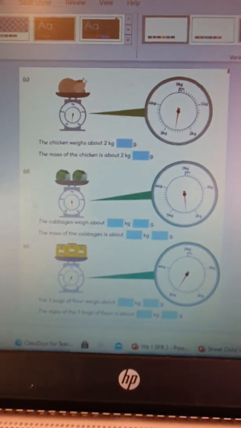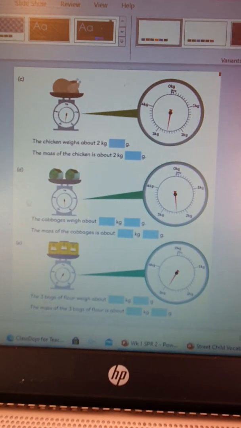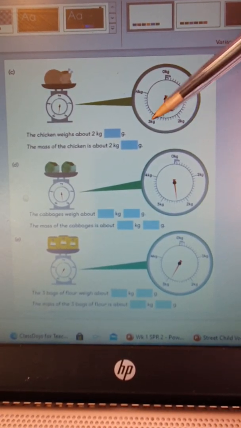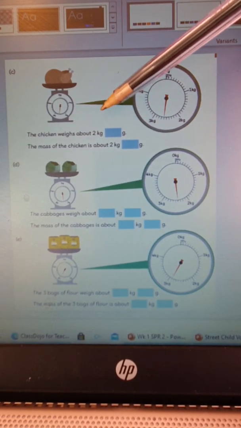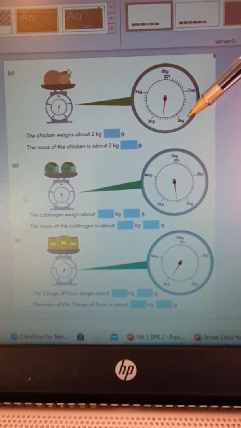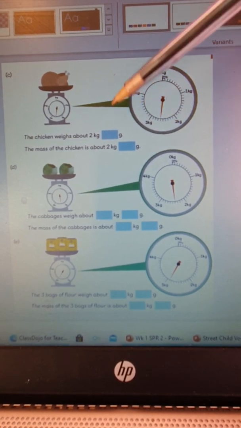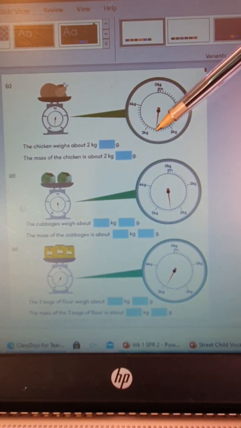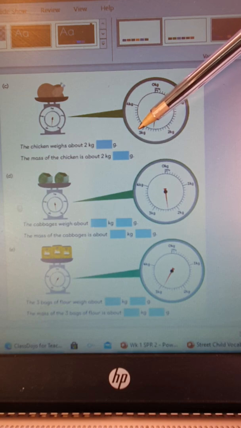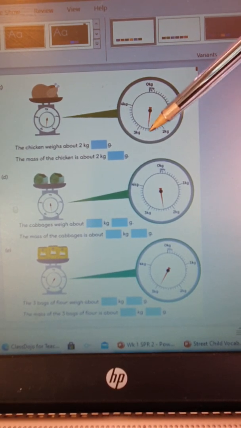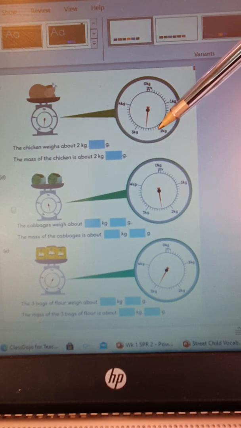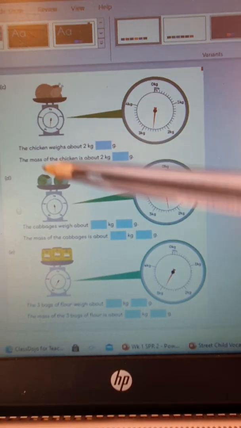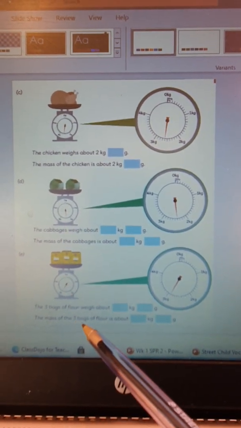Again, same for the next set of questions. So there's a chicken. It weighs about 2 kilograms. I would say it weighs more like 3 kilograms, to be honest, because it's closer to 3 than it is 2. You could change that if you wanted to. But the mass of the chicken is about 2 kilograms and how many grams? So 2 kilograms, 3 kilograms. It must be going up in hundreds, but just check. So 2,100, 2,200, 2,300, and keep going. And it'd be the same for the cabbages and same for the flour.